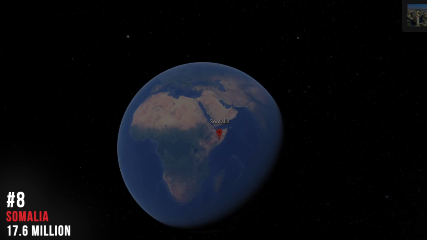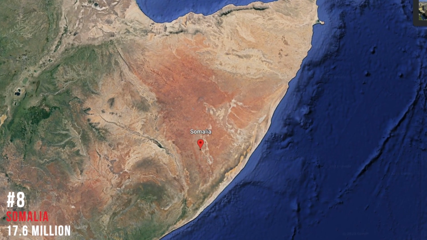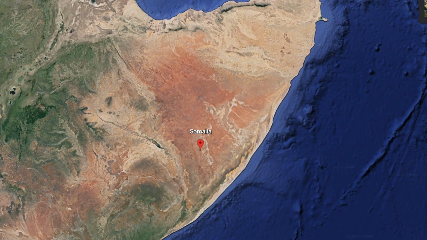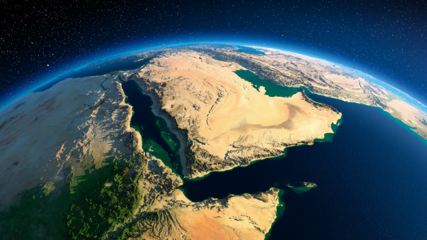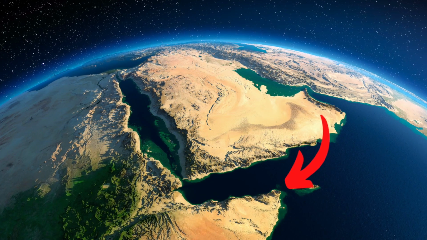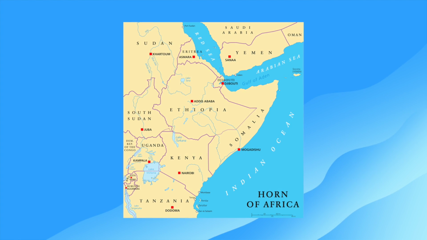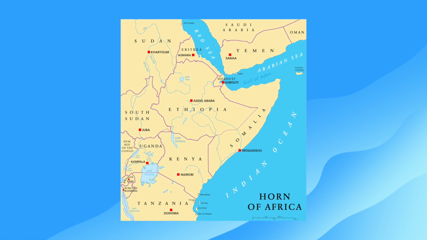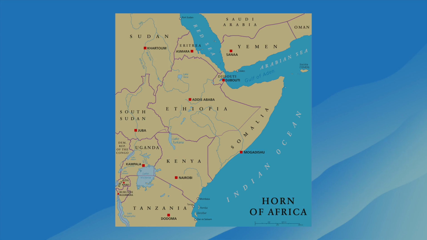Number 8. Somalia, 17.6 million. Somalia is the 25th most populated country in Africa and the 68th most populated in the world. It is located in the east of Africa. It is the pointy out bit that you will see on a world map. The capital city, Mogadishu, which is also one of my most favourite city names in the world, is its most populated city at around 2.5 million.